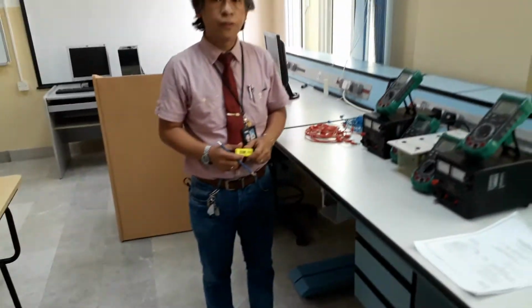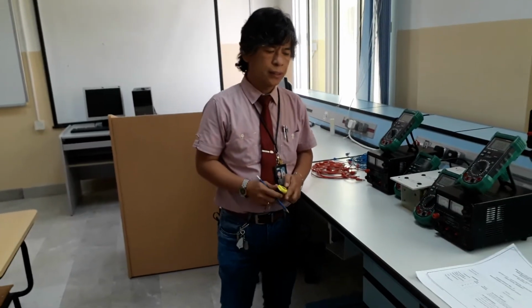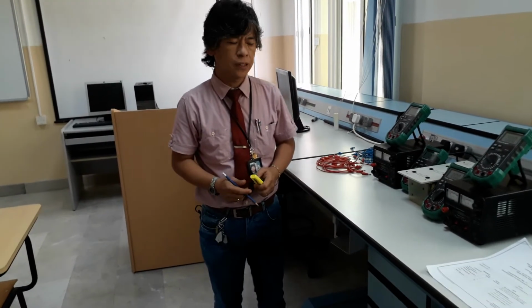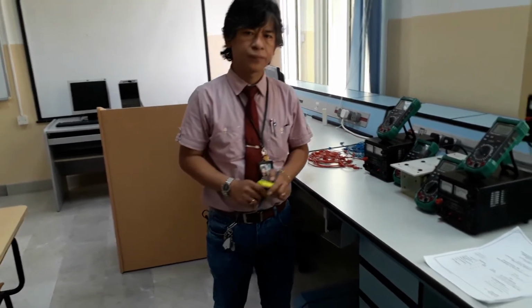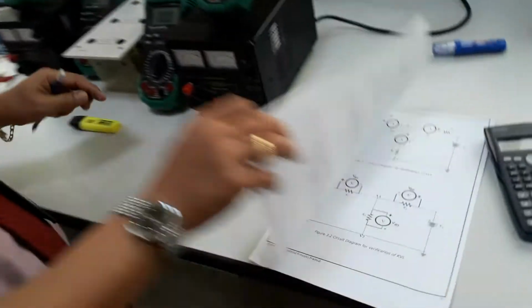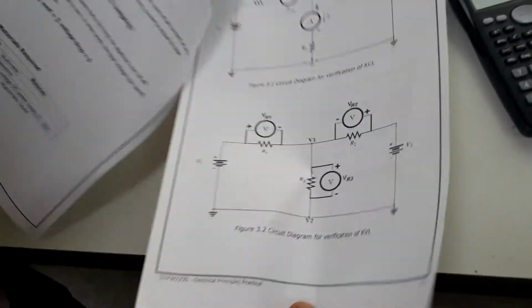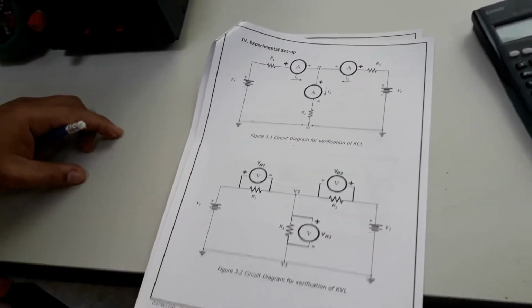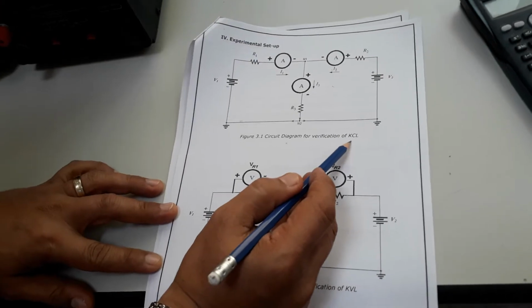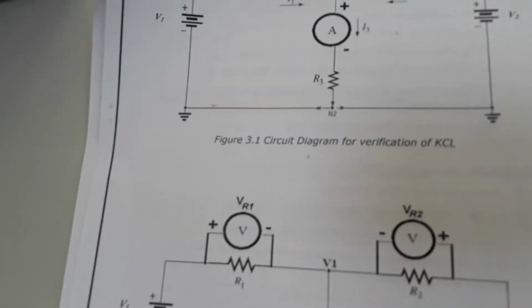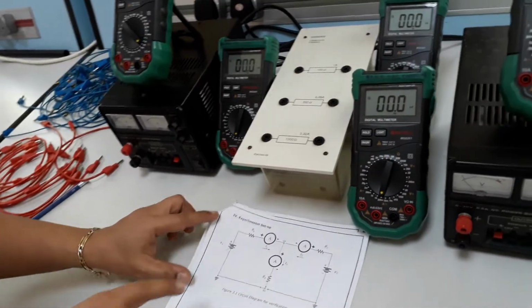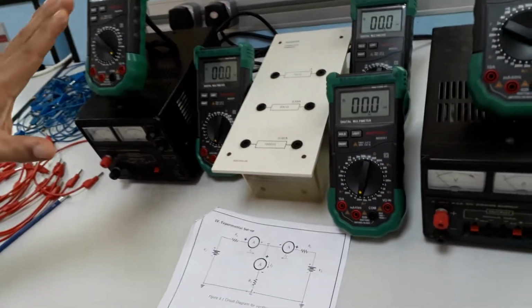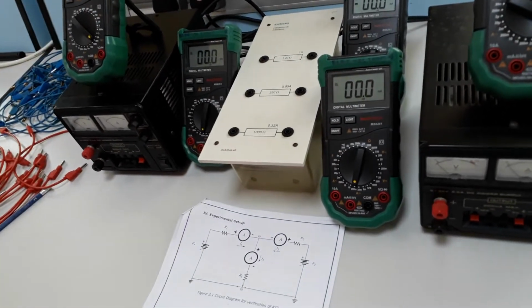The title of experiment number 2 is the verification of Kirchhoff's law. Part 1 of our experiment is the setup diagram of the verification of KCL. It is stated here in our schematic diagram. Take note that this is the schematic diagram, and we will now perform the wiring connection.